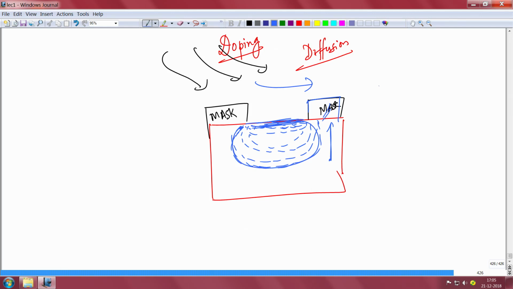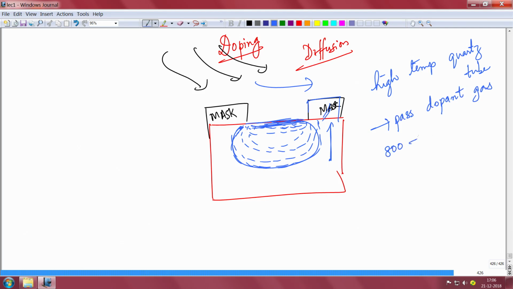So, what you do is that you place the wafer in a high temperature quartz tube, same thing as thermal oxidation, and then you pass the dopant gas at high temperature. For example, the temperature can vary again between 800 to 1200 degrees C for silicon, and then the number of dopant atoms will depend on the partial pressure of the dopant impurity gas that you are flowing.